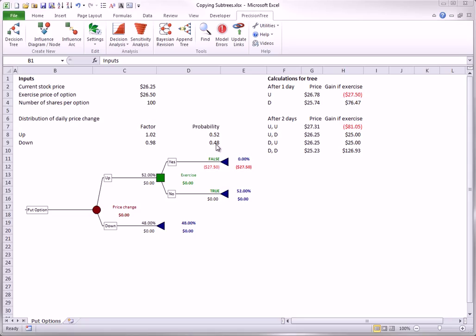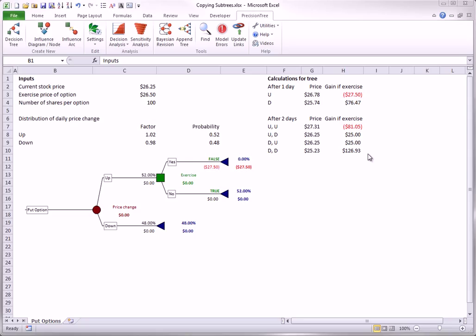Some calculations have been performed at the top of the worksheet to show the person's gain or loss if he exercises the option after certain price changes. For example, if the price decreases on both days and he exercises the option at the end of day 2, he will make $126.93. These values will eventually be used in the tree.